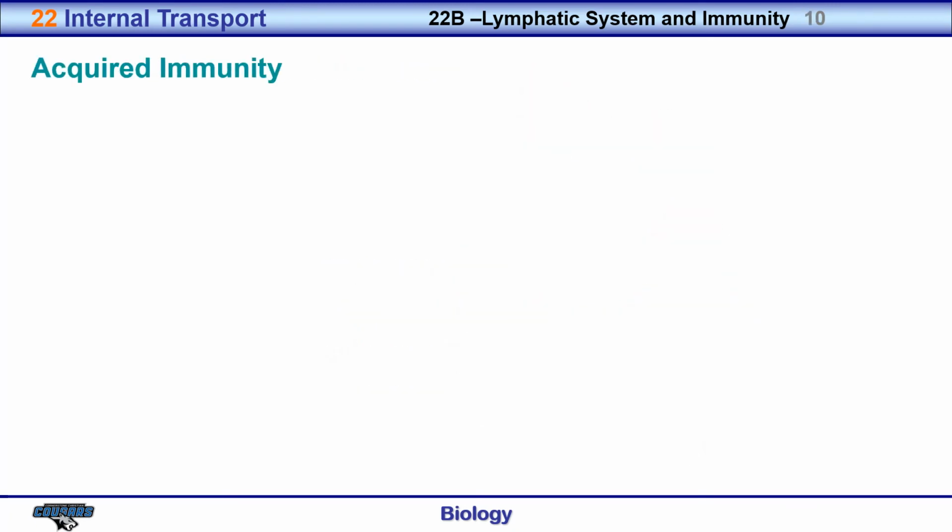Now, today we want to talk about acquired immunity. This is the second part of our discussion about immunity. We've already talked about humoral immunity. We've talked about cell-mediated immunity, and we have left to talk about acquired immunity, and there's different kinds even of that.